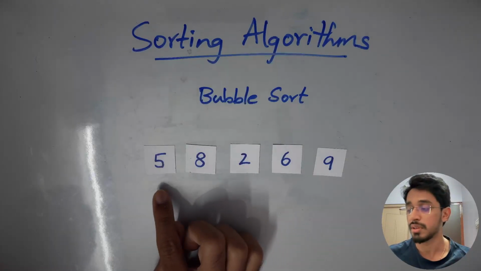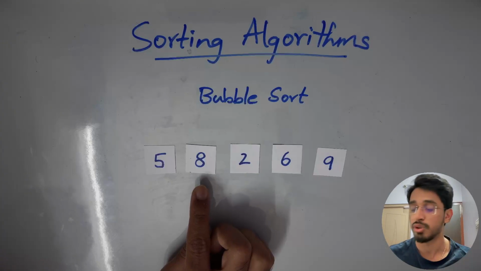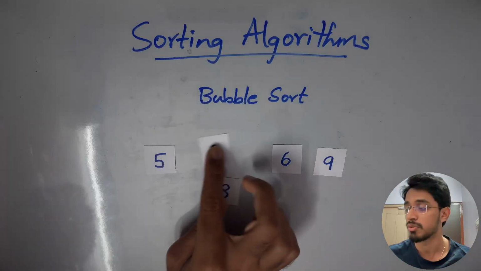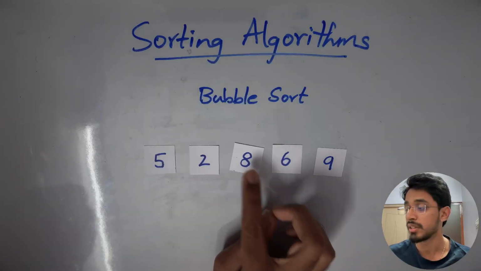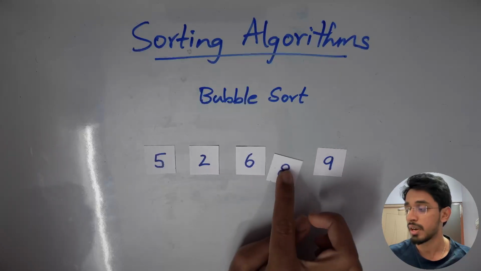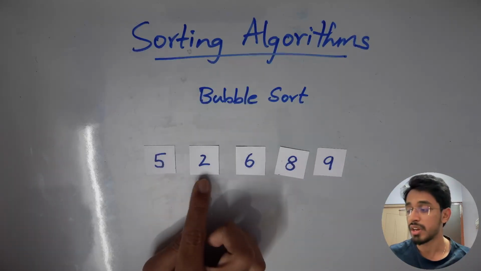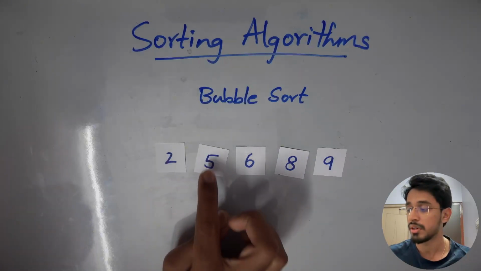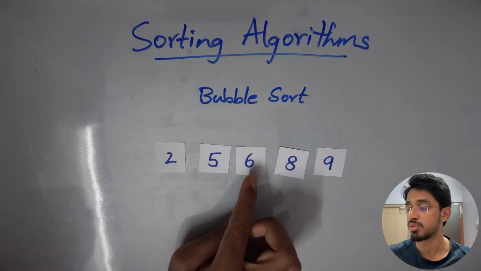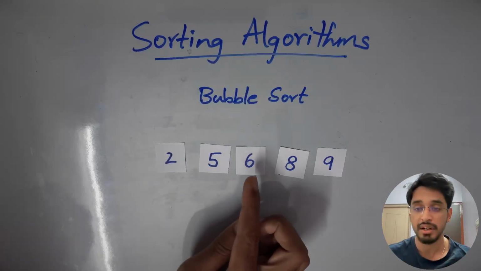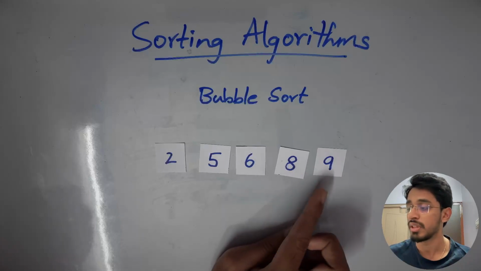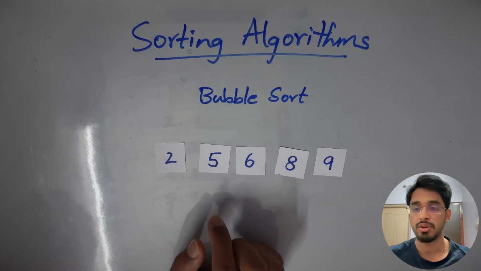Then we again do the same. 5 and 8, which one is greater? 8 is greater, so we let them be in their own place. Now we check that 2 is lesser than 8, so we do the swap over here, and again 8 is greater than 6, so we do the swap again. Again we keep doing the same. 5 and 2, which one is greater? 5 is greater, so we do the swap. Basically the left element is greater. Then we check 5 and 6, which one is greater? 6, the leading number, is greater, so we keep it as it is, and then 6 and 8, so everything is now sorted. This is how the bubble sort operation is performed.